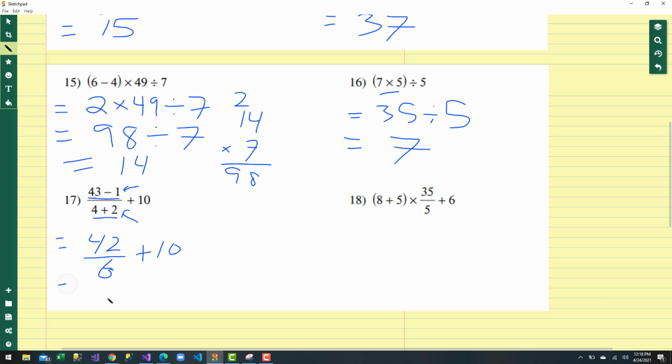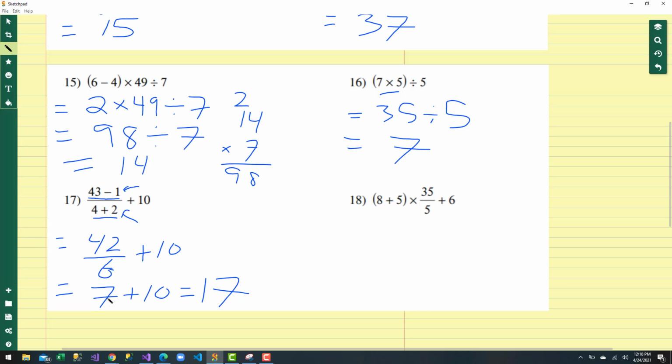Okay. Next, we have, which one do we choose? Well, let's revert to PEMDAS. PEMDAS says do next multiplication division before addition subtraction. So 42 divided by 6 is equal to 7, plus 10. And finally, 7 plus 10 is equal to 17. So notice how we broke the complicated problem into smaller chunks and solved using PEMDAS.